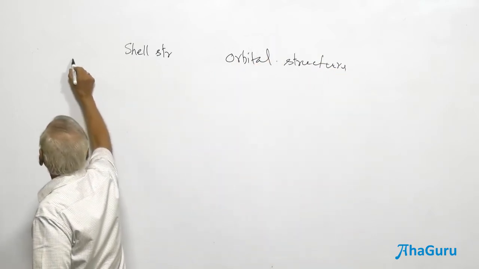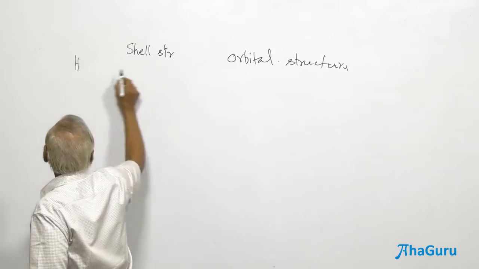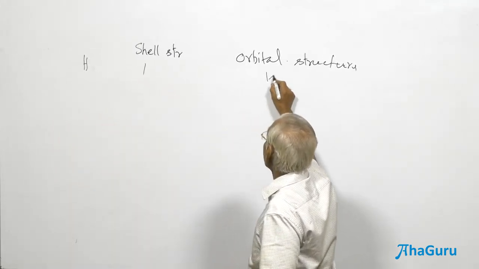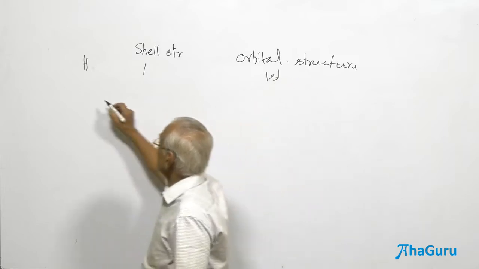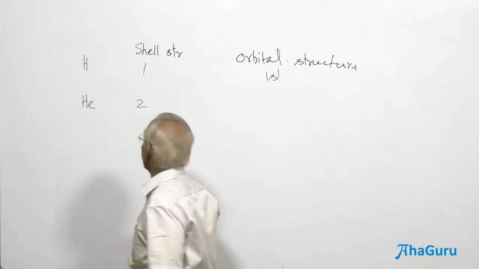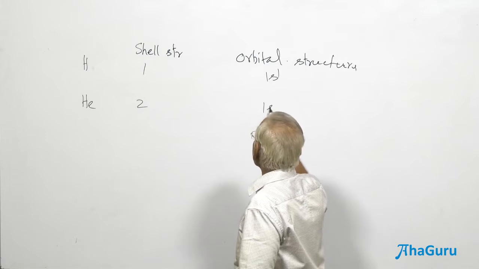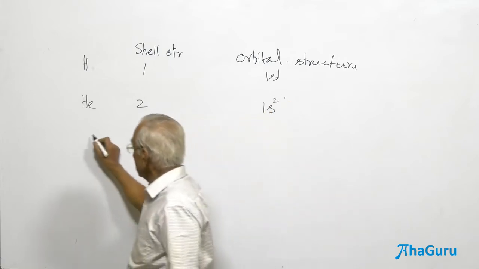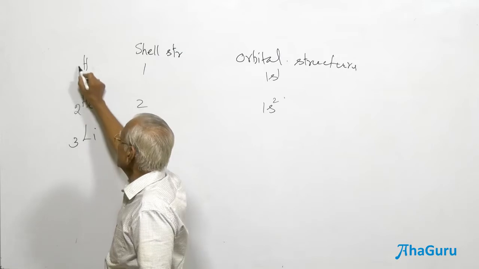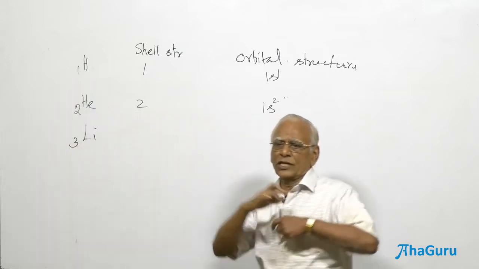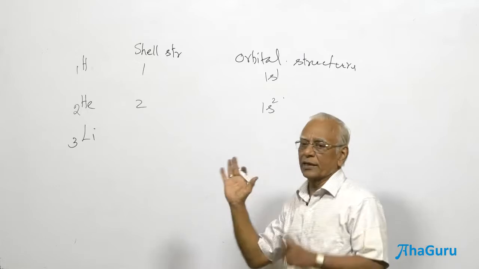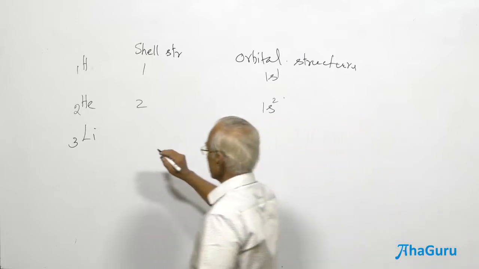Supposing I write hydrogen here, I write only one K shell. It is going to be 1s1. If it is helium, it is going to be 2 electrons in the K shell. It is going to be 1s2. Lithium, third element in the periodic table. Atomic number is given. For some time, I will be writing continuously. Please copy down. Then I will give a break and spend time on the explanation.